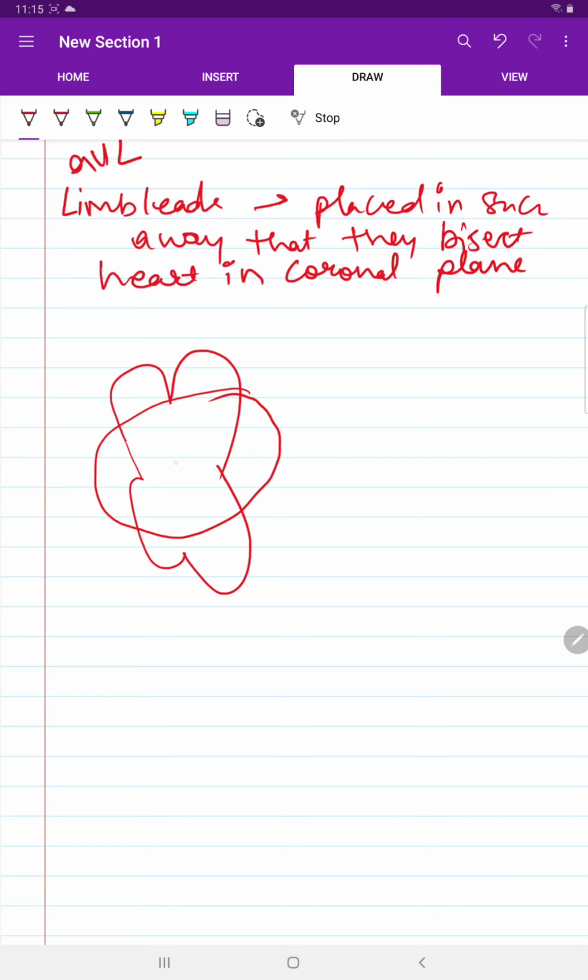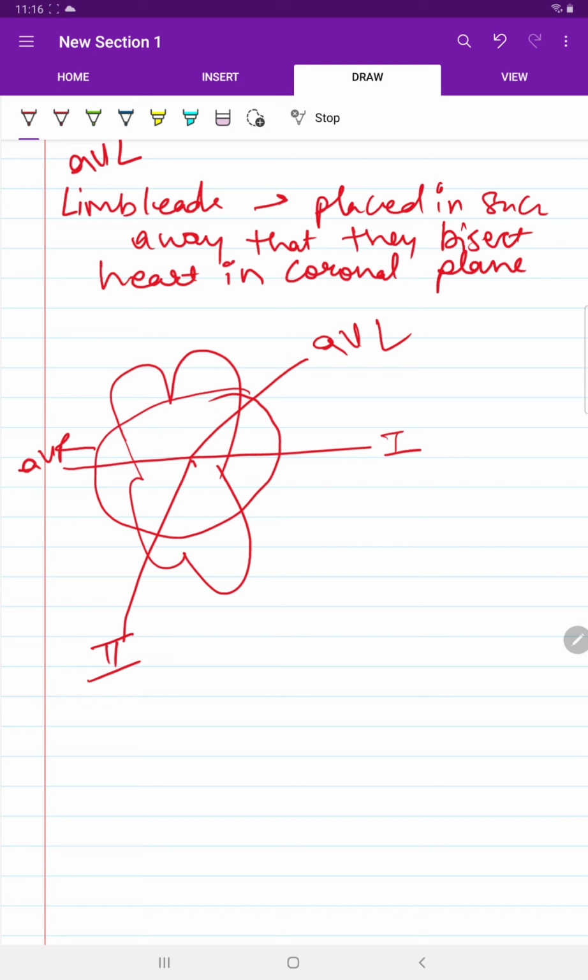In this coronal plane, you can say that this is lead first, lead AVR, lead AVL, lead second, lead AVF, and lead 3, like this. This is the coronal plane. Limb leads bisect the heart in this fashion. After a few minutes, I will discuss axis deviation also in this lecture. So now you know the limb leads and their positions.